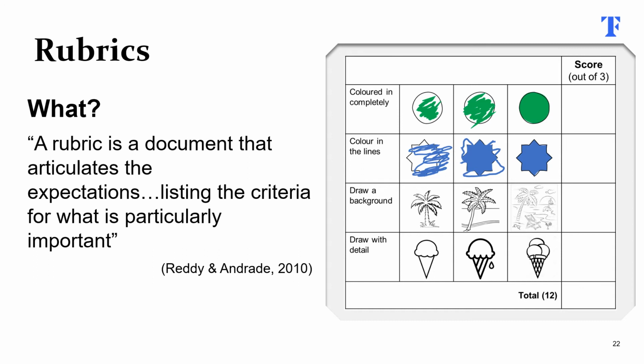Rubrics have three main features: success criteria, a description of the standards or quality at different levels, and a way of marking such as scoring or highlighting. A rubric should provide pupils with adequate goals for tasks and allow pupils to reach an acceptable standard. A simple rubric is on the screen for you to show very young pupils how they might improve their drawings. You can see there is the opportunity to score them.